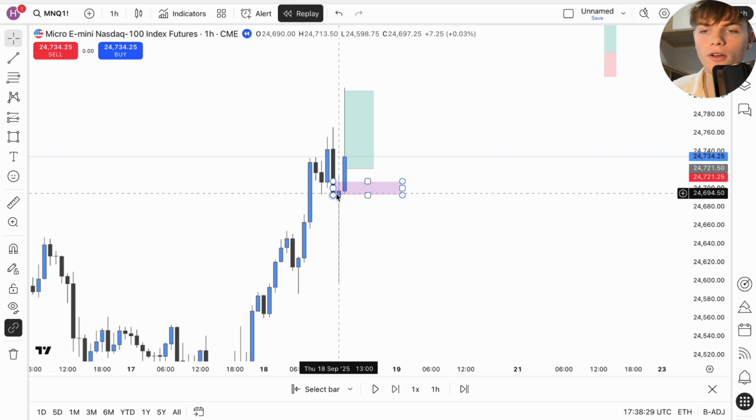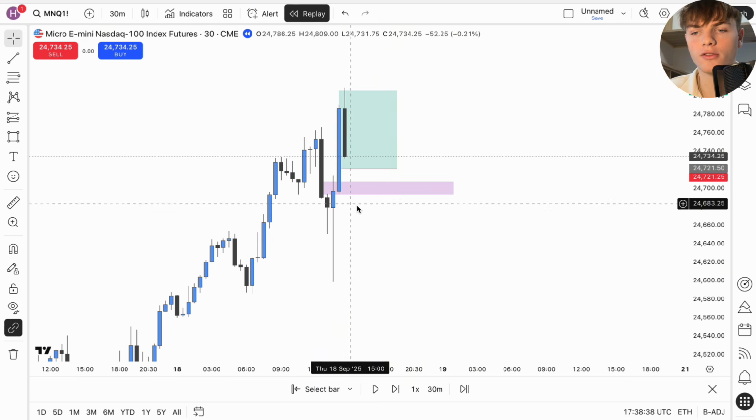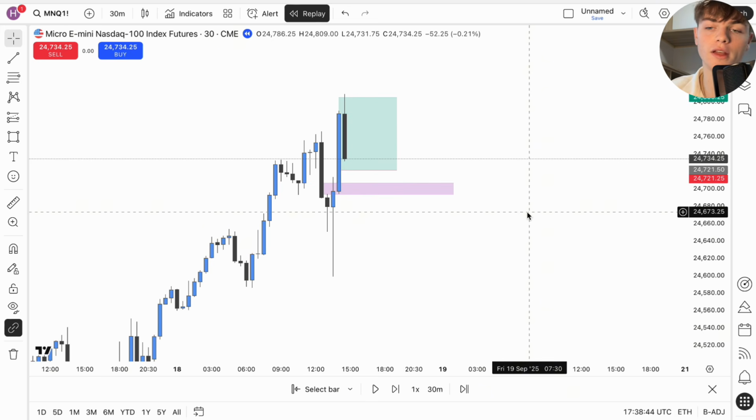So again, if you look at the 1 hour, you could have taken this on the 1 hour closure. You could have taken this on the 30 minute or even the 5 minute. So again, this works on all time frames, works in all sessions, preferably at open though.